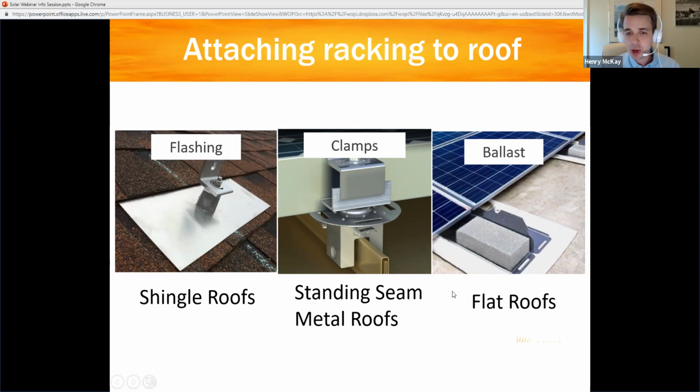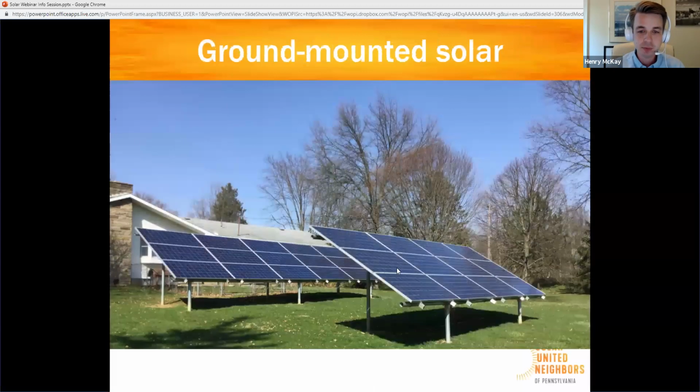There are some roofs that are more problematic for solar, slate and clay tile roofs. Because they're more delicate, some installers just won't work on them at all, or some installers might charge a premium price to put the solar on there. So a bit more expensive to do solar on a slate or tile roof. And then, of course, you don't have to put it on the roof. You can put your solar on the ground if you have the space for it.